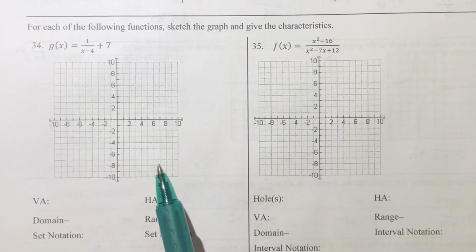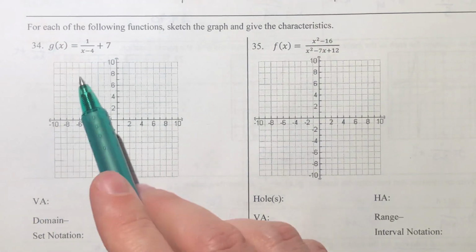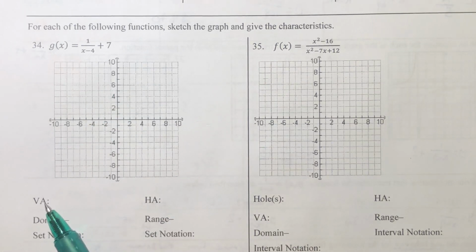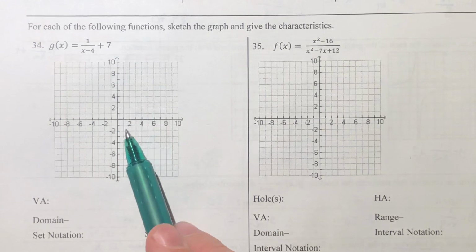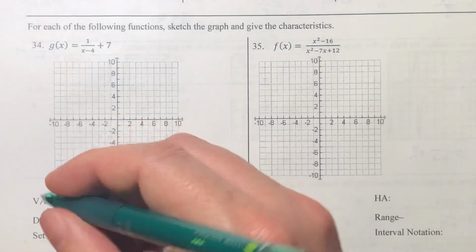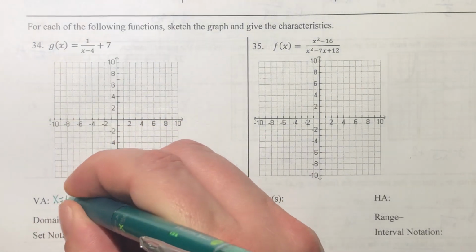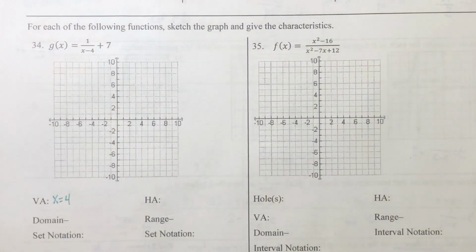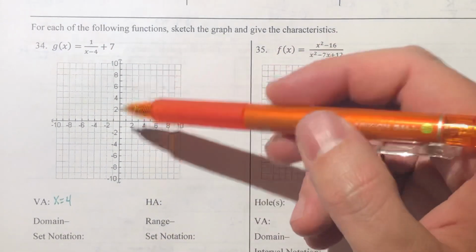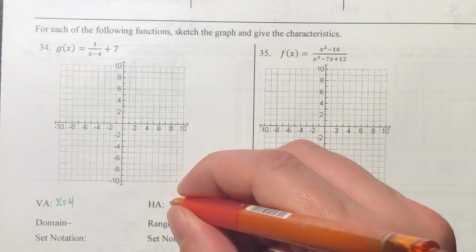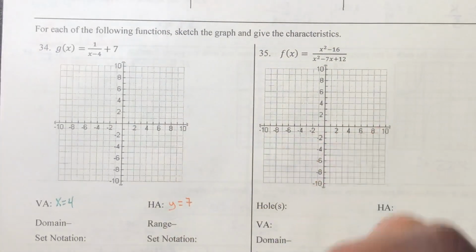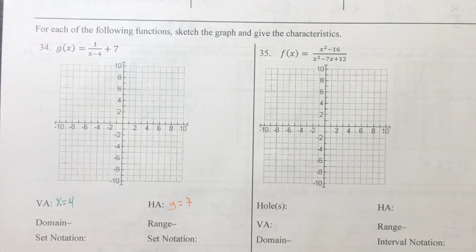For 34, this is in the transformation equation style. So my vertical asymptote is my h value. So that's x minus 4, so it shifted to the right 4. So my vertical asymptote is x equals 4. My horizontal asymptote is how it shifted up and down. So that's k plus 7. So that's going to be y equals 7.